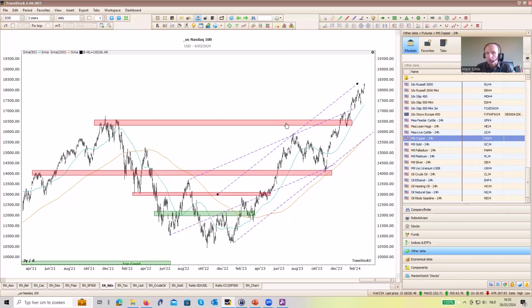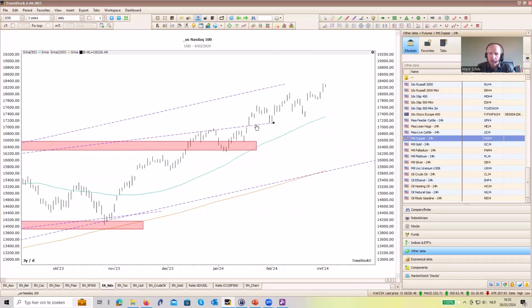So if I make a little zoom again on the chart, I make this trend line a little bit longer to see where there are possible supports on a smaller time frame. For a bigger time frame, I would say the zone around the 16,500 is really important.